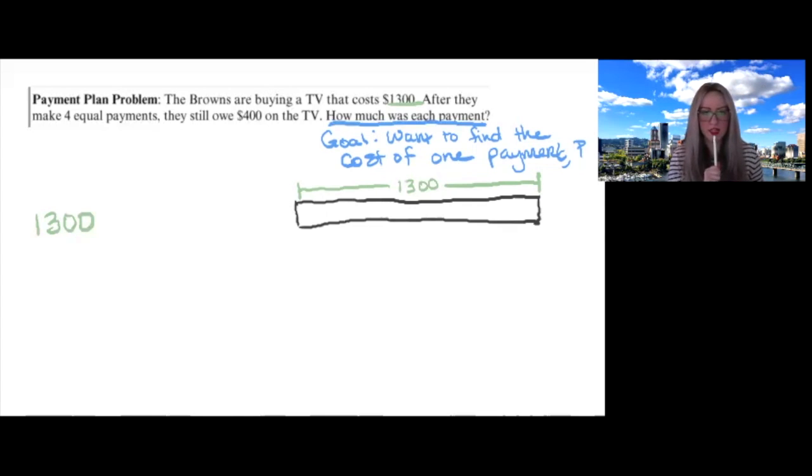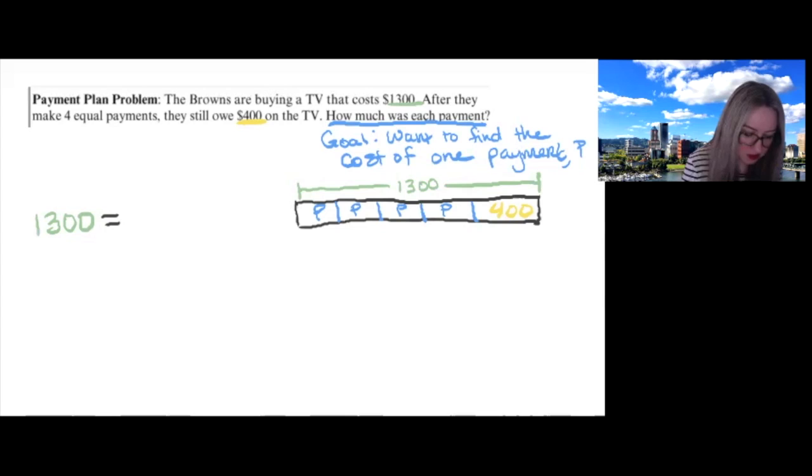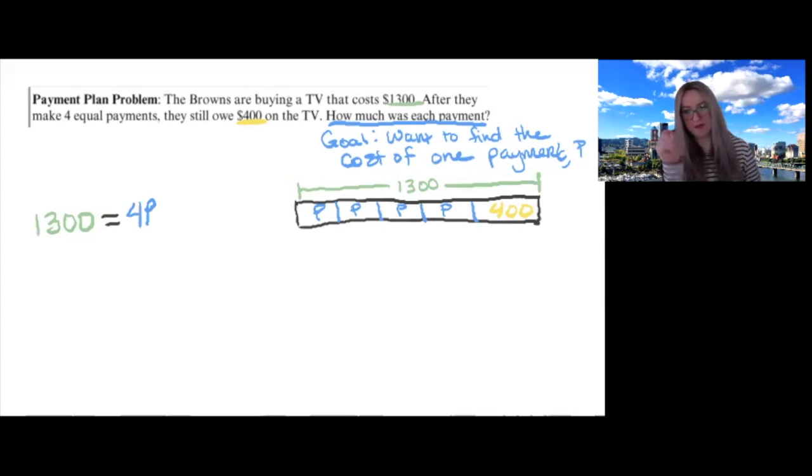So $1,300, what is that equal to? It's equal to the 4 payments and $400 more. So let's see, I'll just make payment, payment, payment, payment, and then still $400. That represents the whole $1,300. Okay, what happened with my equation? $1,300 is the same length as 4p plus $400. So you can write 4p or you can write p plus p plus p plus p. Either way is fine.